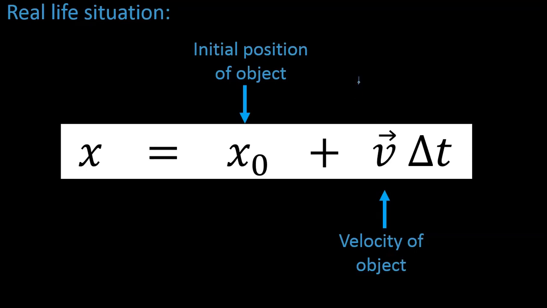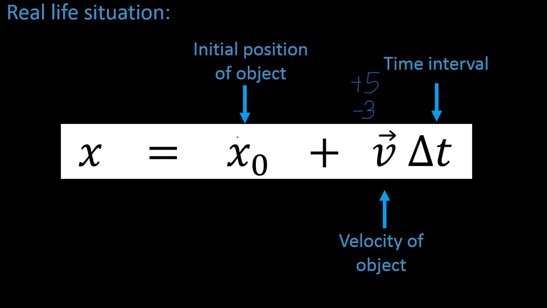V with our vector arrow is the velocity of the object, how fast it is moving and in what direction. And in this equation, we can just use positives and negatives to show if it is moving left or right. Delta t is the time interval, or how long this motion is lasting, or how long we want to look at it over. So say we want to look at 3 seconds of motion, the time interval would be 3 seconds.